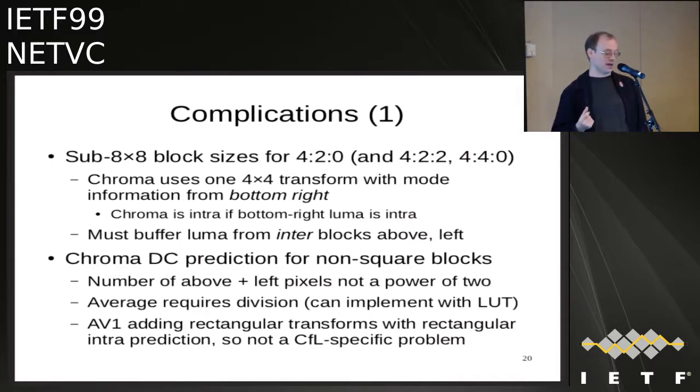And AV1 turns out to be adding rectangular transforms with rectangular interprediction, so they're going to have to solve this problem anyway. And so we'll probably wind up using the same mechanism they did when it comes time for that. Next slide.